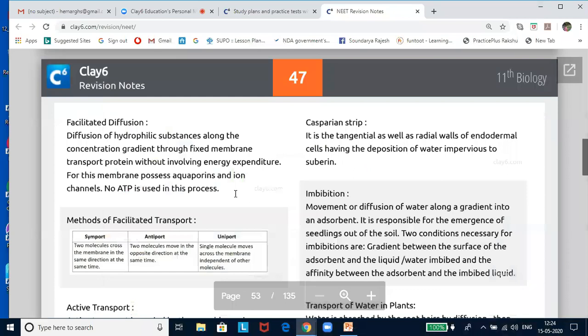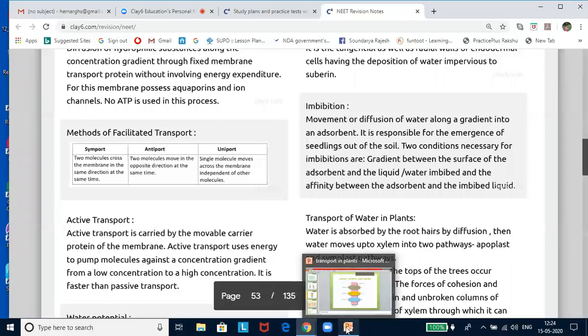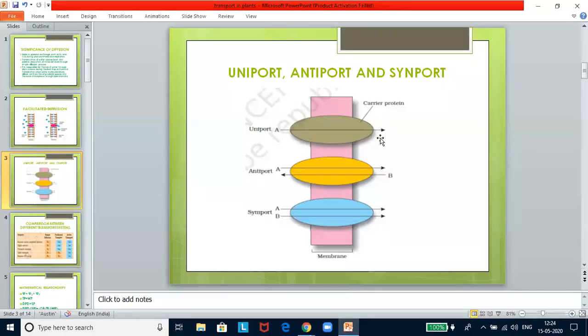Okay, so what are the methods of facilitated transport? One is the symport, another is the antiport, and one is the uniport. Now let us look into these things.